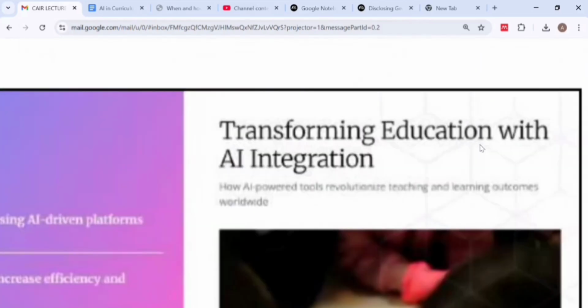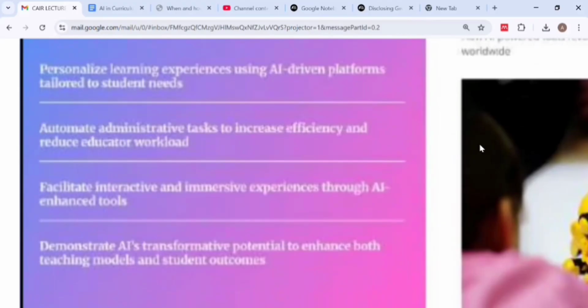Transforming education with AI integration. How AI-powered tools revolutionize teaching and learning outcomes worldwide. Personalized learning experiences using AI-driven platforms tailored to students' needs. Automate administrative tasks to increase efficiency and reduce educator workload. Facilitate interactive and immersive experiences through AI-enhanced tools. Demonstrate AI's transformative potential to enhance both teaching models and student outcomes.